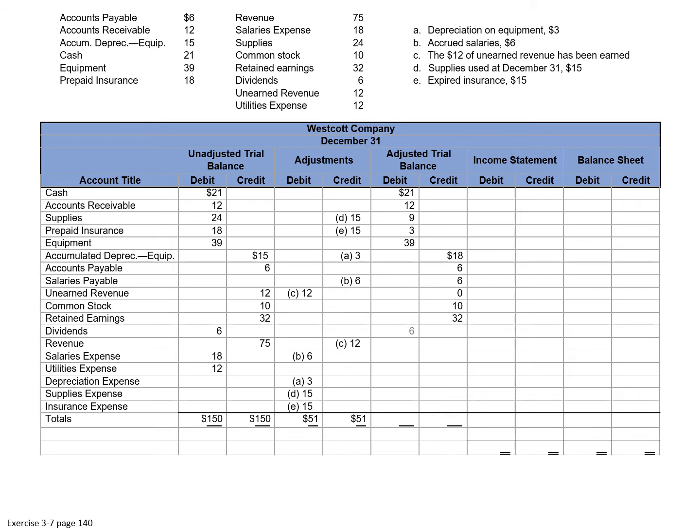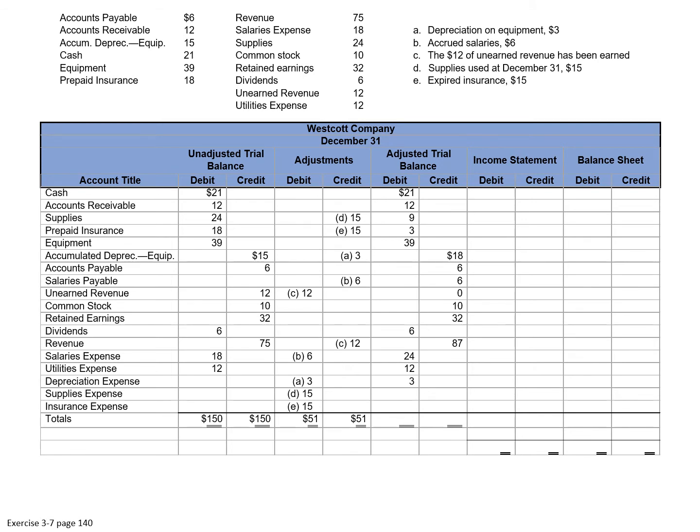Retained earnings also didn't change. Dividends did not change either. Then we had revenue, 75 credit. We recorded additional credit of 12, so now we have 87 credit. Salary expense, we had a debit of 18. We recorded additional debit of 6, so now we have a debit of 24. Utilities expense, we had a debit of 12 and nothing changed, so we still have a debit of 12.